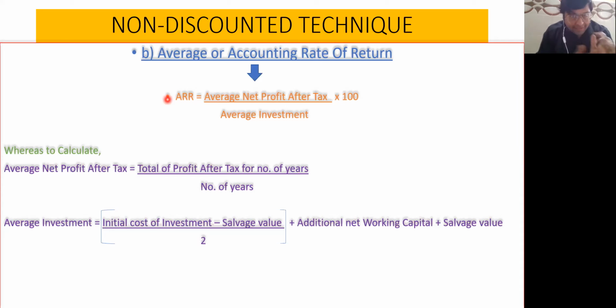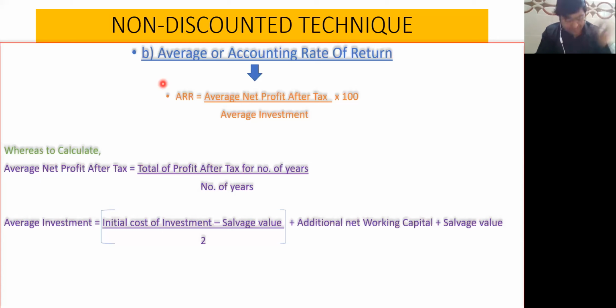Okay, clear? So come on, who is going to say the ARR formula? If anyone wants to speak about the formula, who has revised it, right? They can speak by unmuting their mic. Yes, okay, in the chat box I'm seeing the answer. Okay, okay, if anyone wants to speak, come on, you can speak, don't worry, don't be afraid of me.